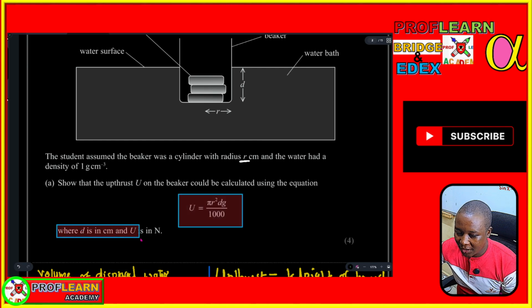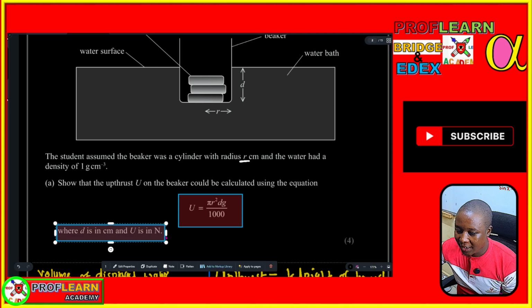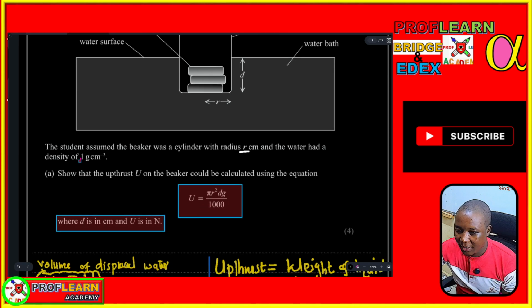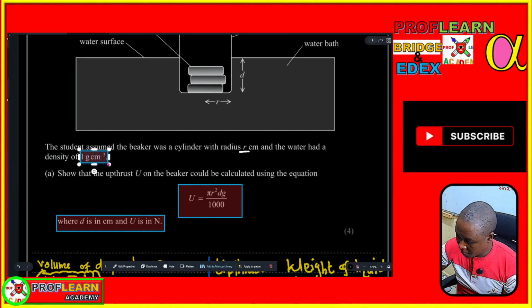So if D is in centimeters, then it has to be converted to the right units. In this case, we are told that the density is 1 gram per centimeter cubed, so we can proceed from there.